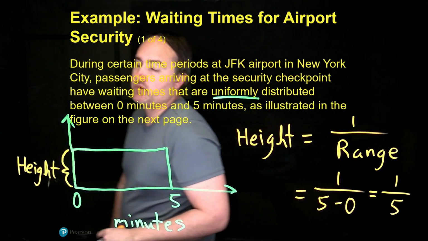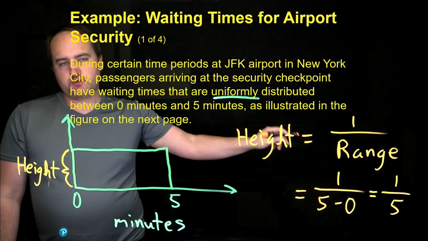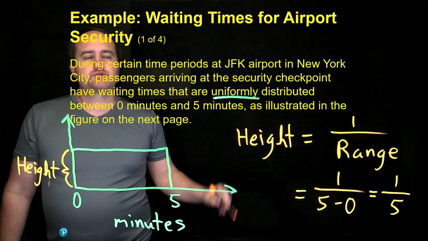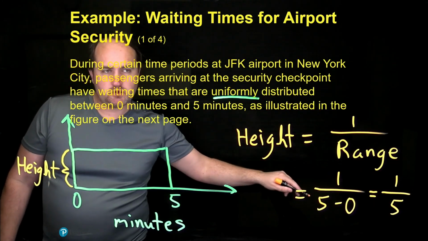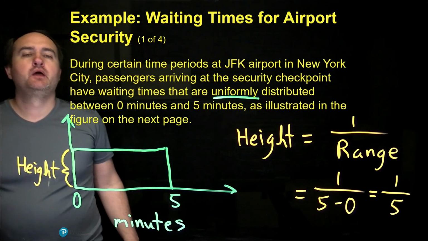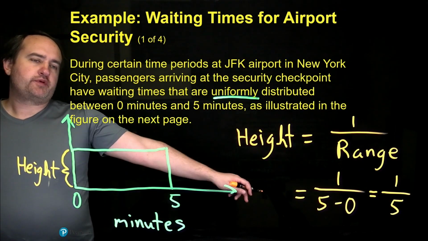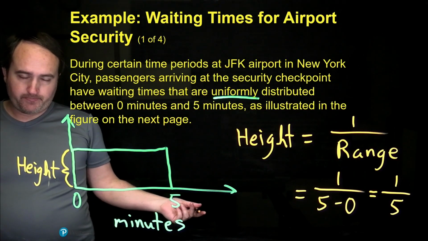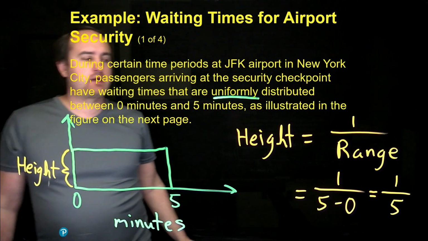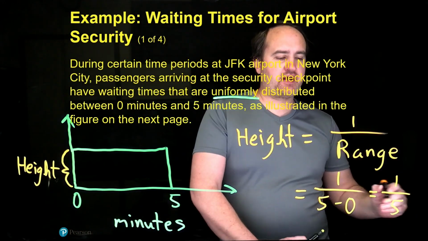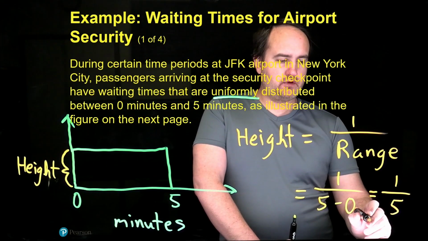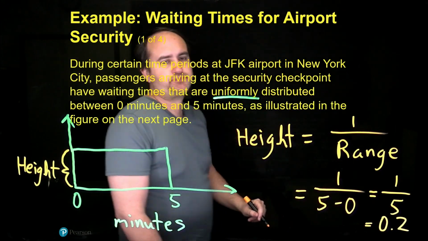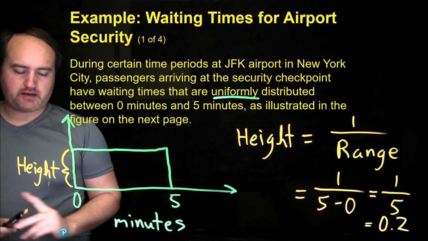When you're doing your homework, you are going to need to use that formula. Just remember that range is the maximum minus the minimum, so 1 over the range is the same as 1 over the maximum minus the minimum. And 1 over 5 is the same as 0.2. You can literally type in 1 divided by 5 on your calculator, and that gives you 0.2. That's the decimal form, and that's the height that we just found.